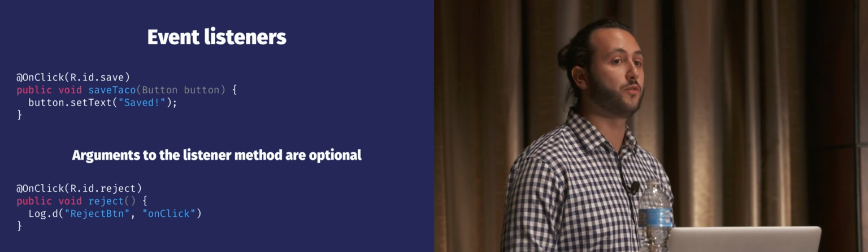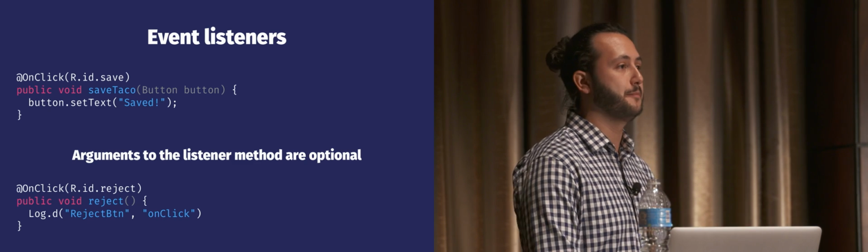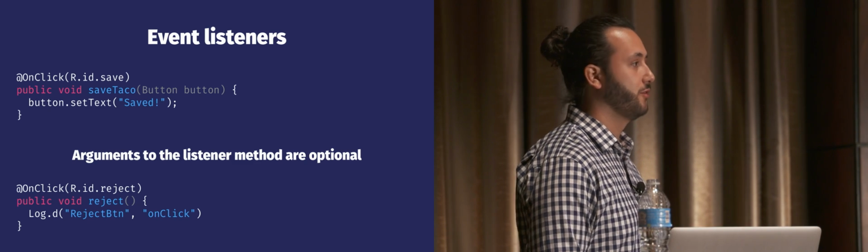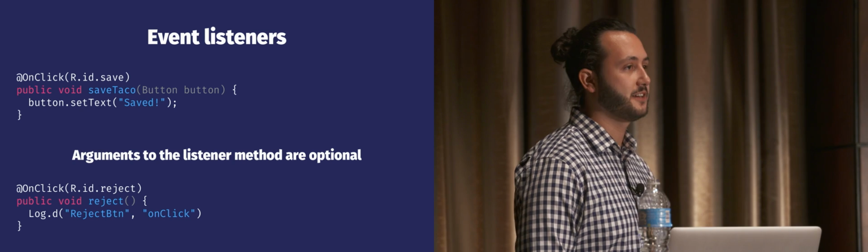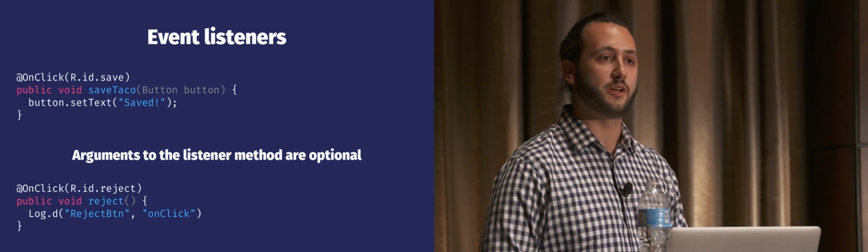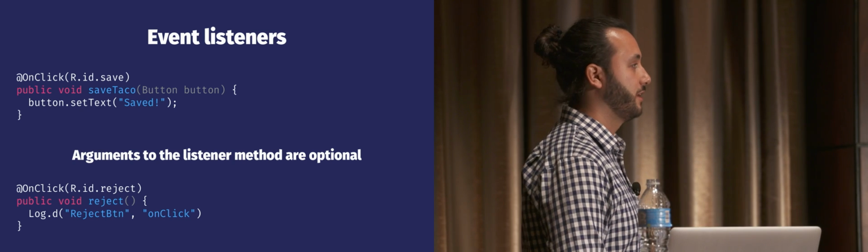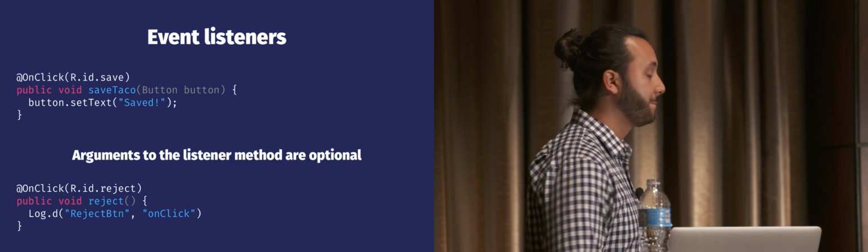So what we can do is dynamically update that button when that event listener happens. So for this example, what I'm doing is I'm setting the text. We could do a number of things. We could set the alpha. We could hide it, whatever we need to do.